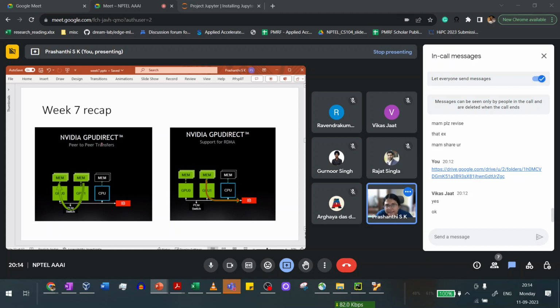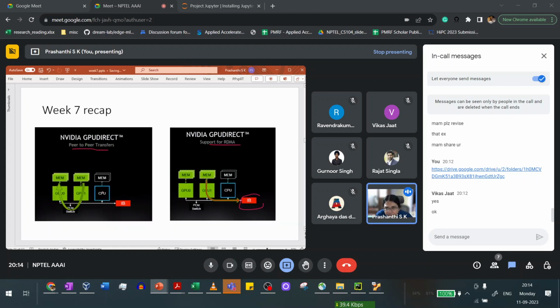So again, a quick revision of this. We saw things like GPU Direct, and even here there is a version with peer-to-peer transfer, and there is a version with support for RDMA as well. RDMA is basically where you can remotely access memory, and what you see with GPU Direct is that there is no CPU involvement. The GPUs can directly talk to each other, and this is on a remote machine, right?